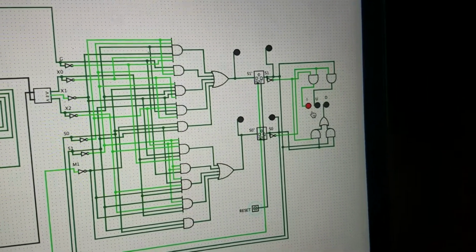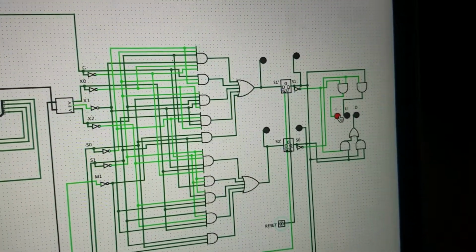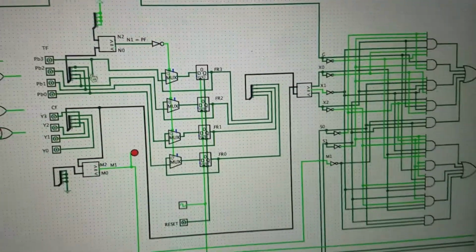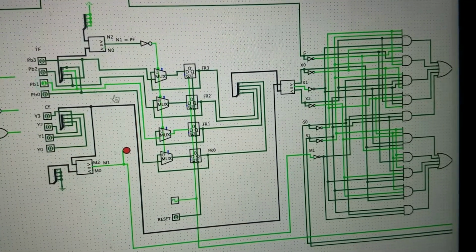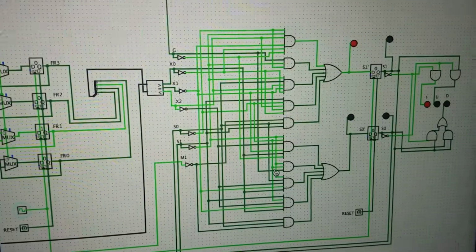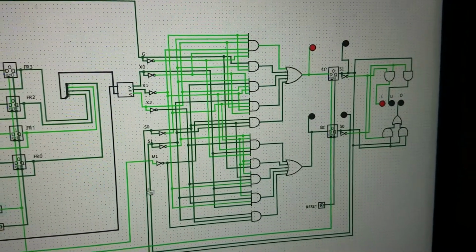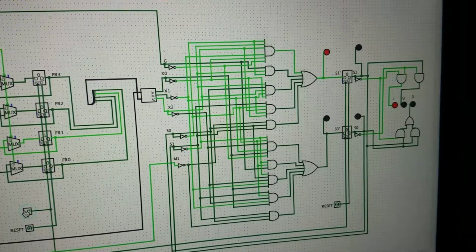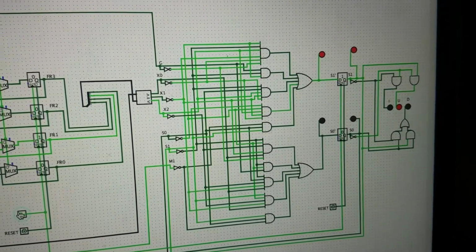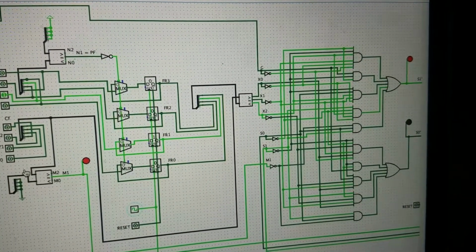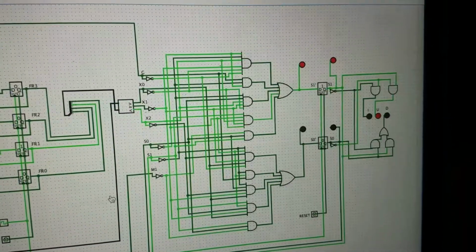So our base case is at idling. Then we have up and down. So let's go ahead and see what happens when we set our target floor to 2. We expect that we now want to go up. So let's pulse the clock. Perfect.